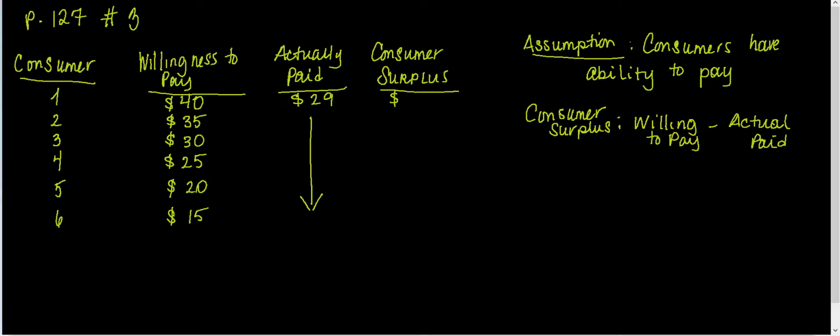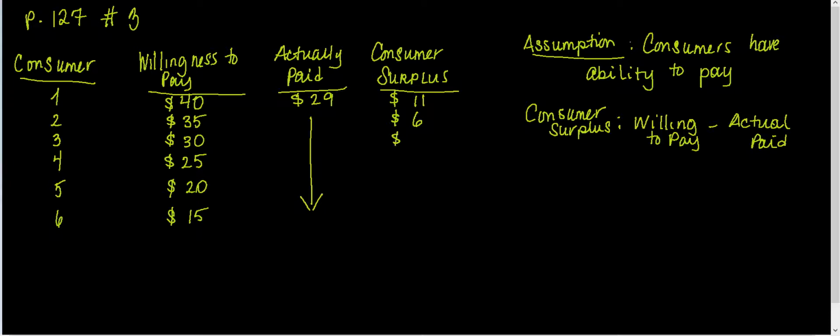For the first consumer, that'll be $11, meaning consumer 1 was willing to pay $40 for a computer game. They went to the store and found it actually priced at $29, so they brought it to the register and actually paid $29. The consumer surplus, or how much more they would have been willing to pay for that game, is $11. And I'll go down the line and calculate that for each consumer.